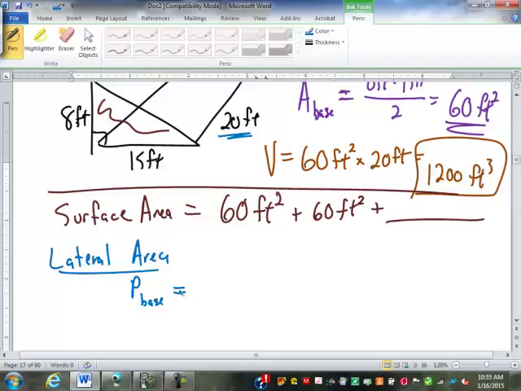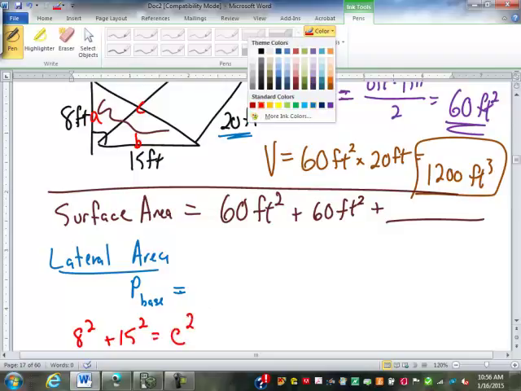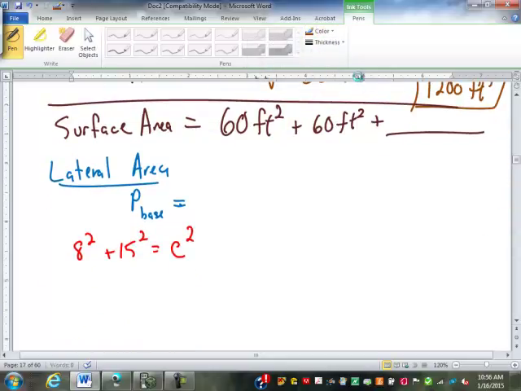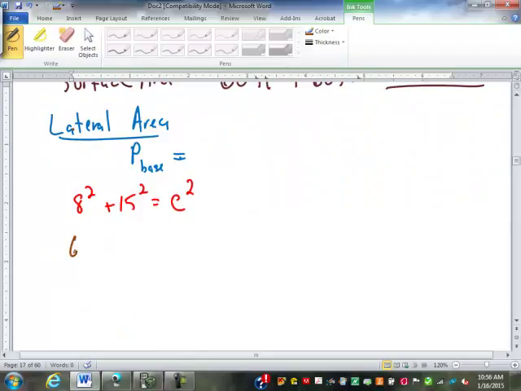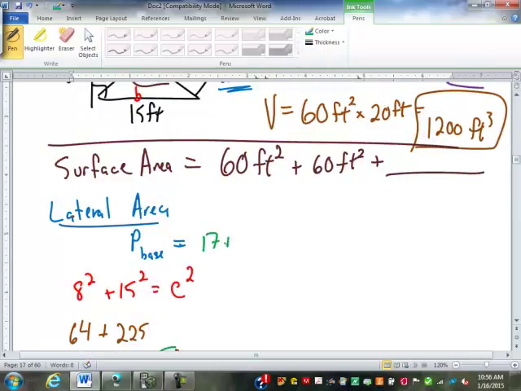Do we have all three sides of that triangle? No. How do we find the third side? A, B, C. You got it. 8 squared plus 15 squared equals C squared. What's C going to be? 8 squared is 64. 15 squared is 225, which adds up to 289, which is C squared. So the square root of that is 17. So the perimeter of the base is going to be 17 plus 15 plus 8, or 40 feet.